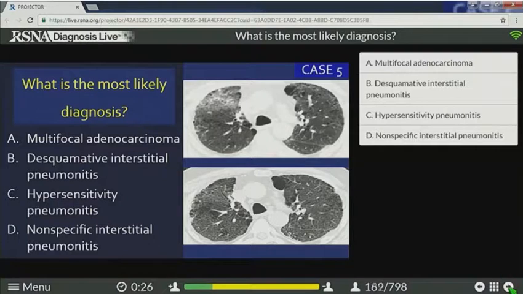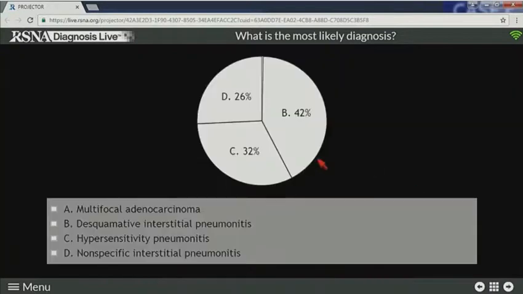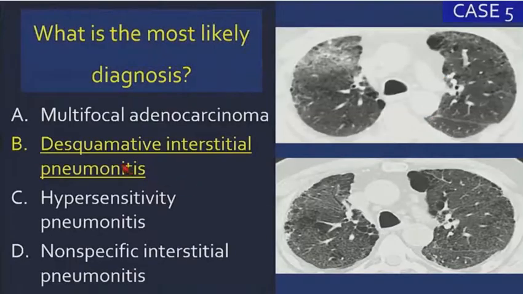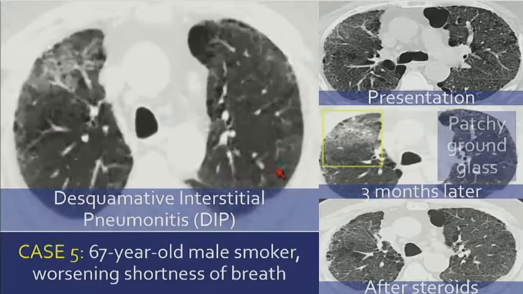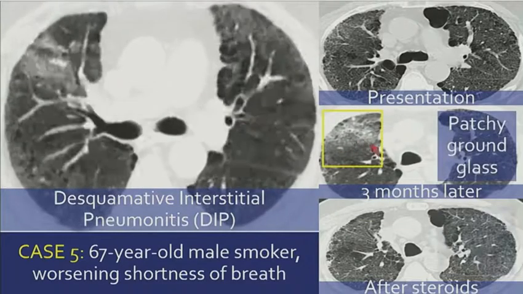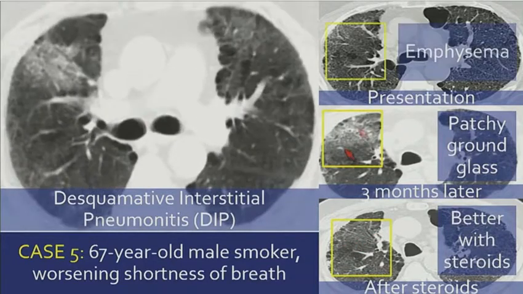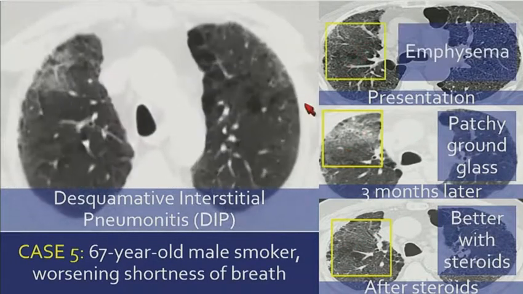Gives us another couple of seconds, about 5 seconds here. Okay, let's see what most people are thinking here in this case. So what do we have here? We have B. We have desquamative interstitial pneumonitis, or DIP, and that is actually the right answer, so DIP. And why is this true? Let's review the case. We have patchy ground glass opacity. We have a case that got better with steroids, which DIP typically does, and we have associated emphysema.